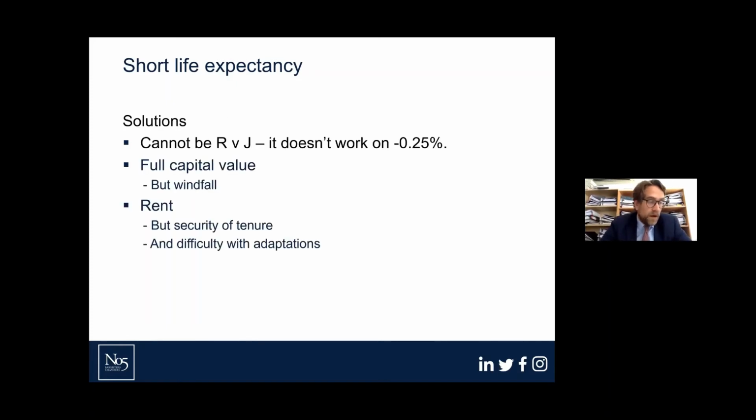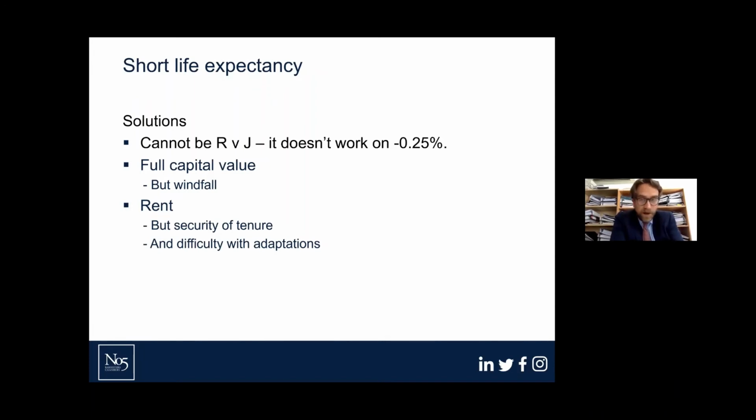Now, how to deal with that anomaly or difficulty is obviously a question which needs to be addressed, but it seems to me fairly obvious that there's a question which needs to be addressed before we look at the possible solutions. And that question is this: what counts for these purposes as a short life expectancy? And the best answer I've heard to that is as follows.